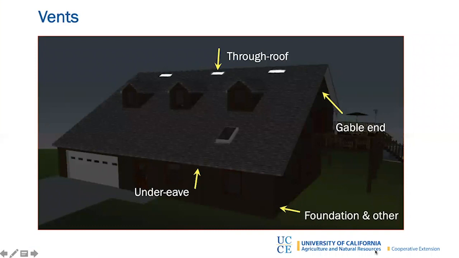So this is a diagram of a house showing the number of places where you can have vents. So these are just the vent part. Now you can have other openings. This could be a doggy door. It could be a dryer vent. If you have gas appliances like a water heater, then you often will have openings in the room where that appliance is located to provide additional air.